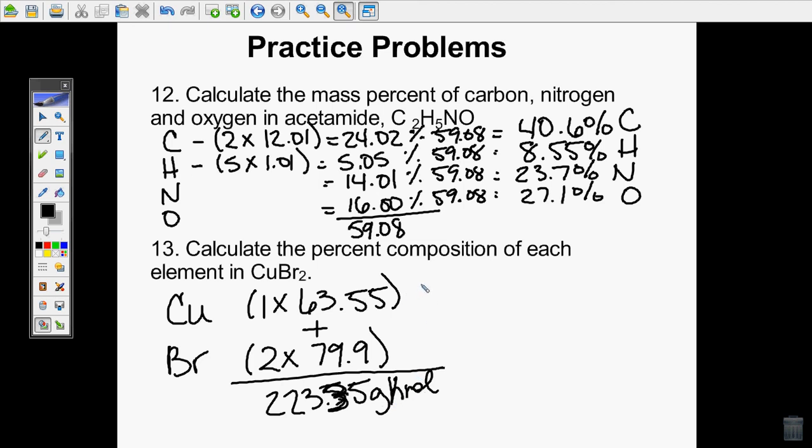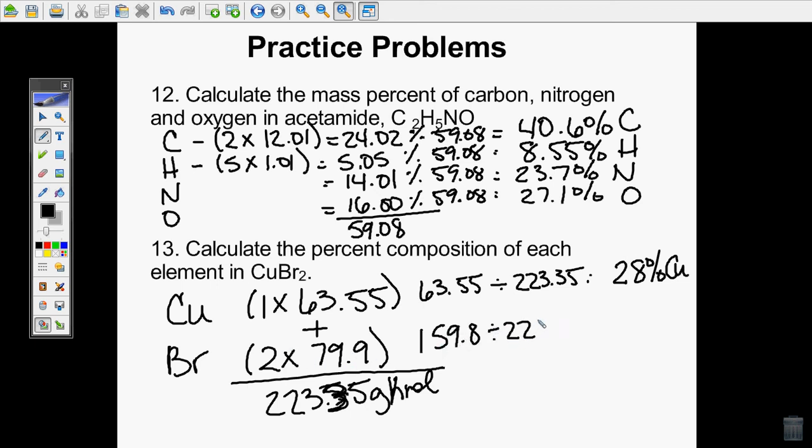So I'm going to take my copper total and divide it by my molar mass, times 100, and I get 28% copper. And then my total bromine is 159.8, the 2 times 79.9, divided by the total molar mass of my compound times 100, and I get 72% bromine. And that's the end of the practice.